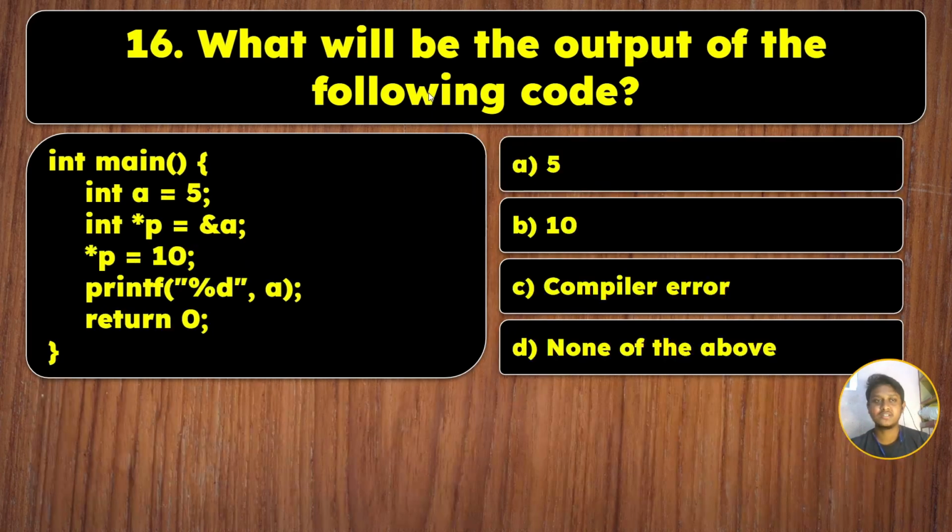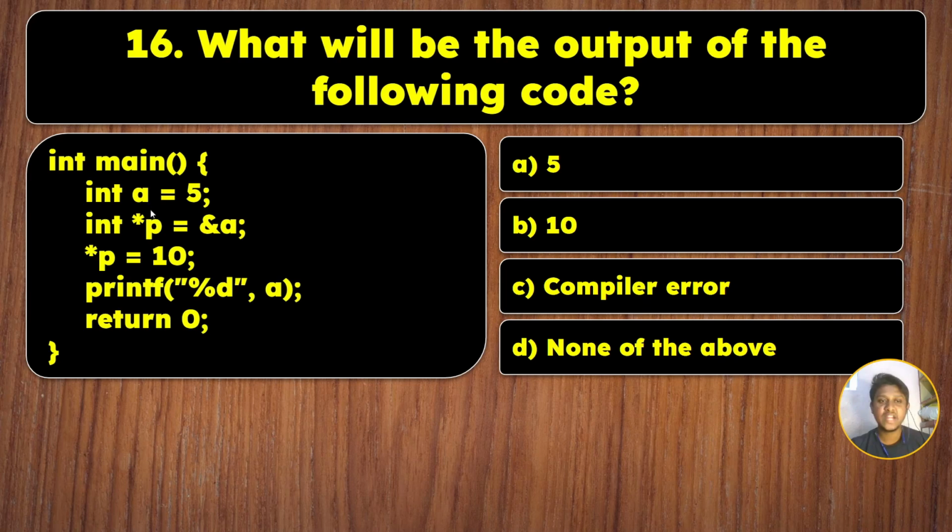To our next question, what will be the output of the following code? Inside the main method we have an integer type variable a having value 5, and after that we have a pointer which holds the address of a, and after that we are simply assigning 10 through that pointer, then we are simply printing a, then return 0. So after executing this particular code, what can we get? So we have our four options. Option A is 5, option B is 10, option C is compiler error, and option D is none of the above. So now let's identify what it can generate.